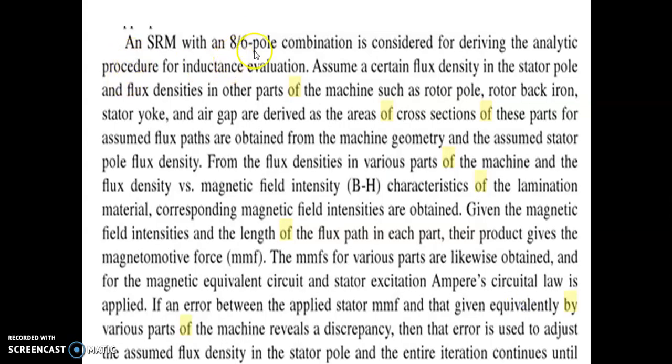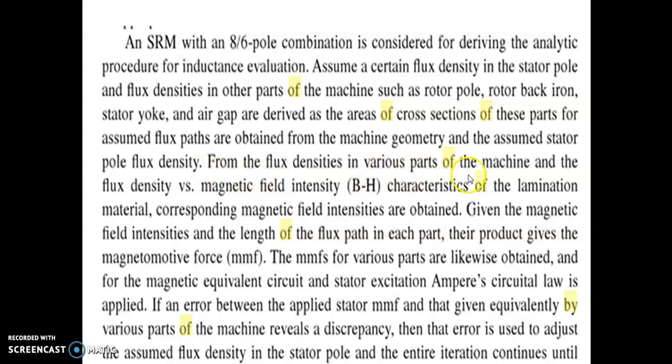An SRM with an 8/6 pole combination is considered for deriving the analytical procedure for inductance evaluation. Assume a certain flux density in the stator pole, and the flux densities in the other parts of the machine, such as rotor pole, rotor back iron, stator yoke, and air gap, are derived as the areas of cross section of these parts for assumed flux paths are obtained from the machine geometry and the assumed stator pole flux density.